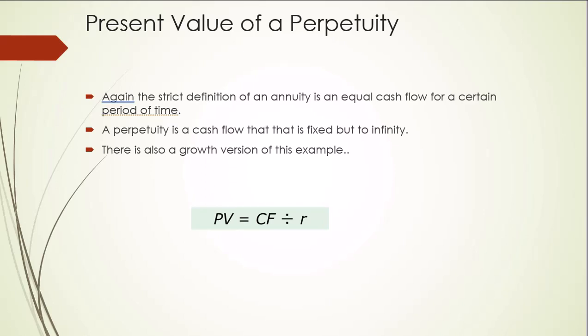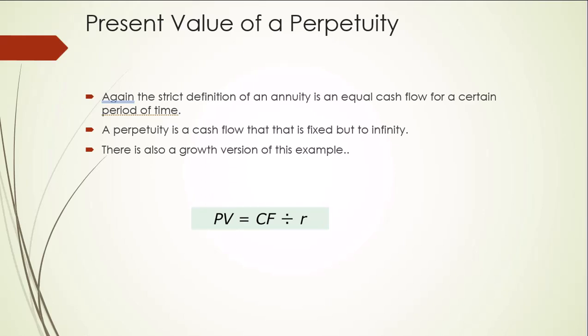So, the first thing we want to talk about here is something called a perpetuity. The strict definition of an annuity is a cash flow, an equal cash flow for a certain period of time. A perpetuity is an annuity. The time frame for this is infinity.